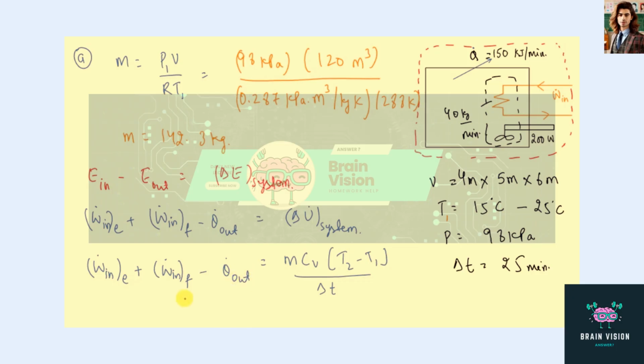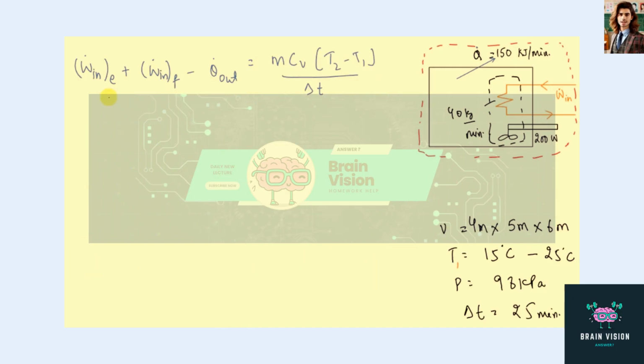Now from here we're going to simplify it for the work input for the electric heater. The expression for work input for the electric heater would be equal to, taking these two terms to the right side, Q out minus the rate of work input by the fan plus m Cv (T2 minus T1) divided by delta T, and delta T we have 25 minutes, so delta T as it is. Now we can put the values.